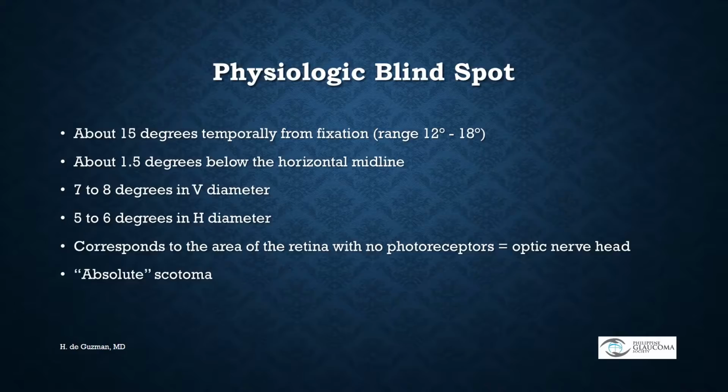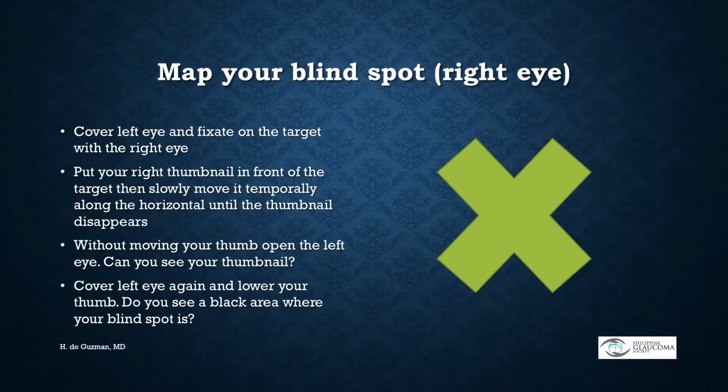Absolute scotoma means that no matter how bright a light you shine on it, even if it's as bright as the sun, there will be nothing seen at that location. This is as opposed to relative scotomas, which are what we will be talking about later on. It would help us understand perimetry and visual field defects better if we were to map our own blind spots. So pause the video and follow the directions on the screen.